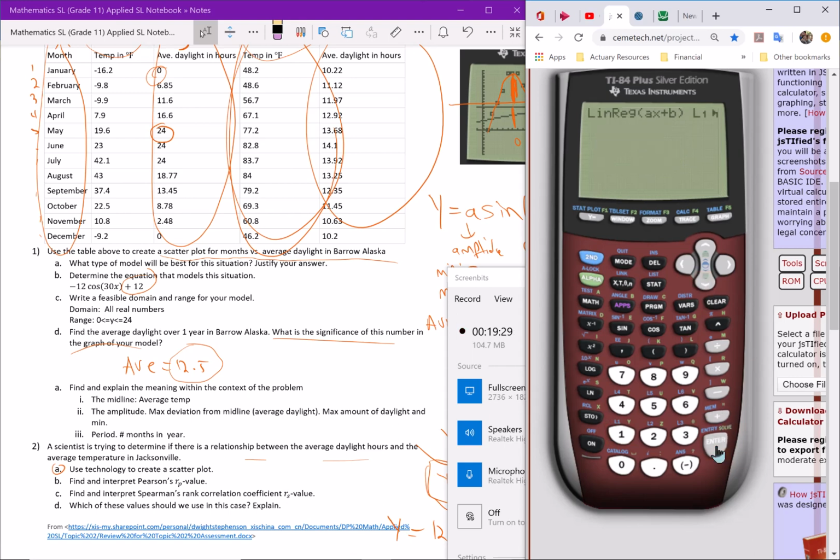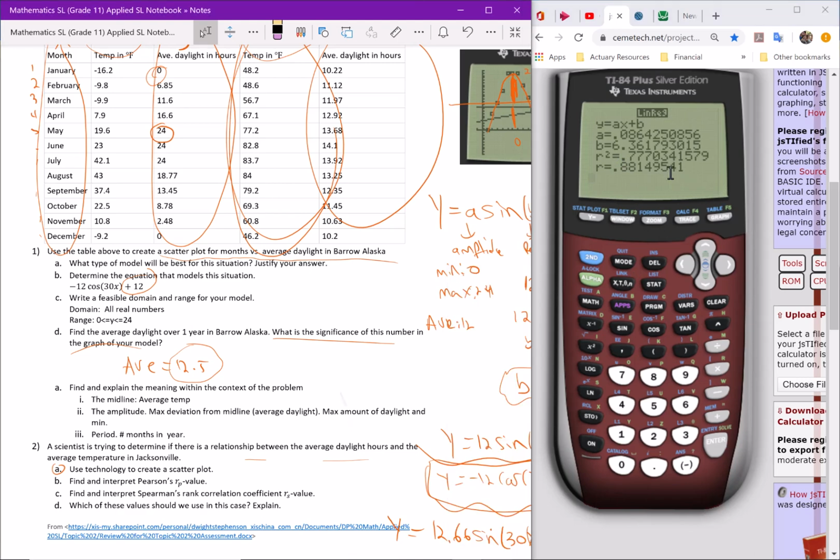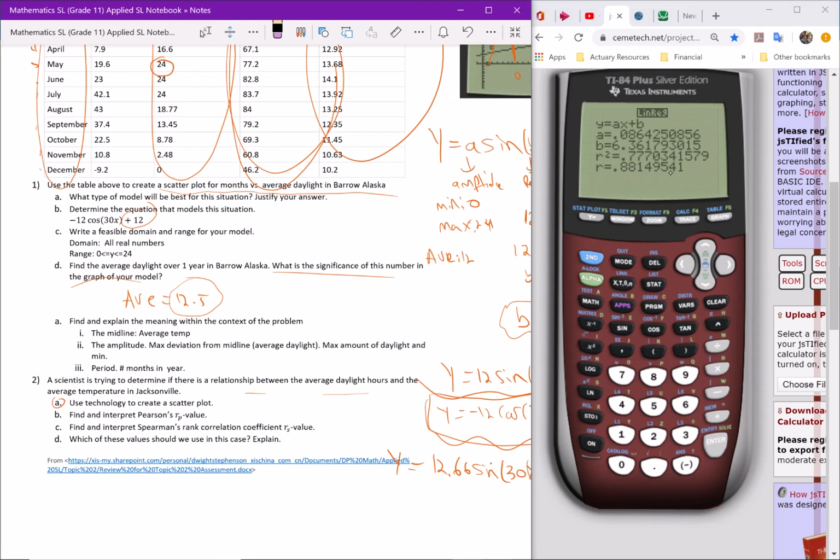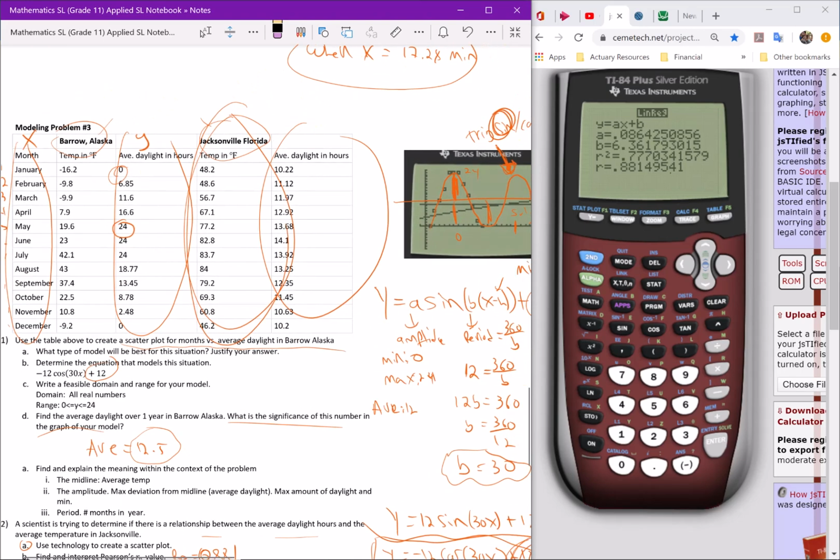Go down to Calculate, and you can see our R value here is 0.881, right? So in this case, the Pearson's value is 0.881, which says there's a strong positive correlation. As temperature increases, so does the average daylight. And really, I'd probably put these the other way around, like average daylight causes temperature. So if I had thought about it better, my average daylight hours should be my x value, my independent variable.